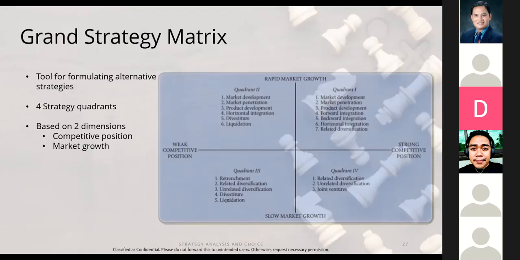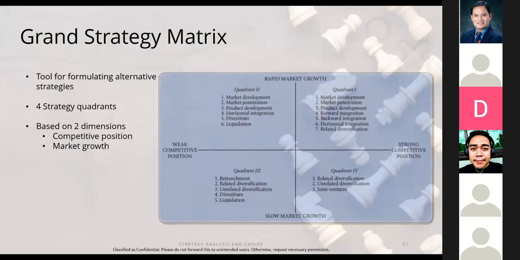When a Quadrant 1 organization has excessive resources, then backward, forward, or horizontal integration may be effective strategies. When a Quadrant 1 firm is too heavily committed to a single product, then related diversification may reduce the risk associated with a narrow product line. Quadrant 1 firms can afford to take advantage of external opportunities in several areas. They can take risks aggressively when necessary.